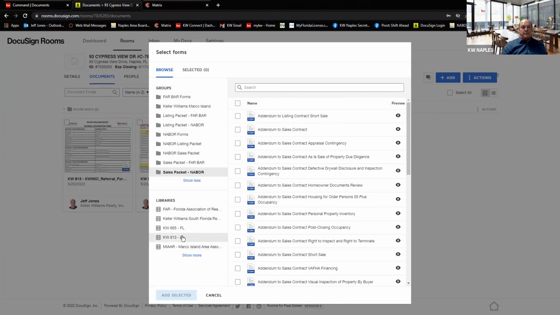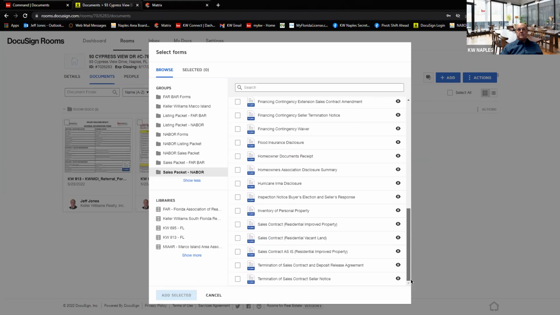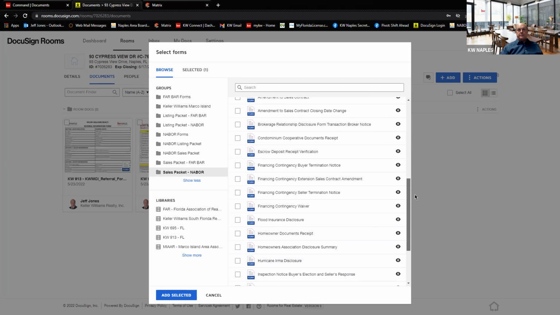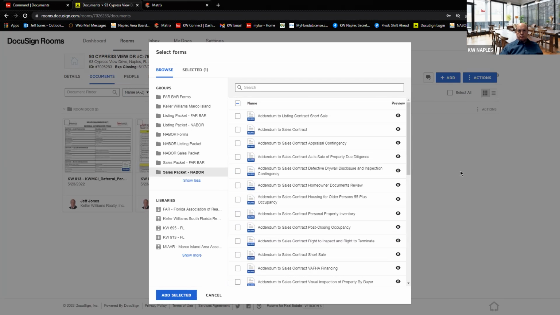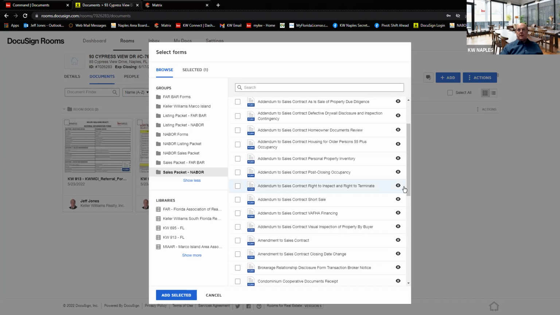And then I also have my libraries here. 913 is the library where I would use the affiliated business disclosure and any other things that are particular to our market center. So I can go on down here through all the sales documents, and I'm going to write a regular sales contract, residential improved property. I know that it's in an HOA, so I can actually have the HOA documents uploaded with the contract, so we'll go there in a minute.